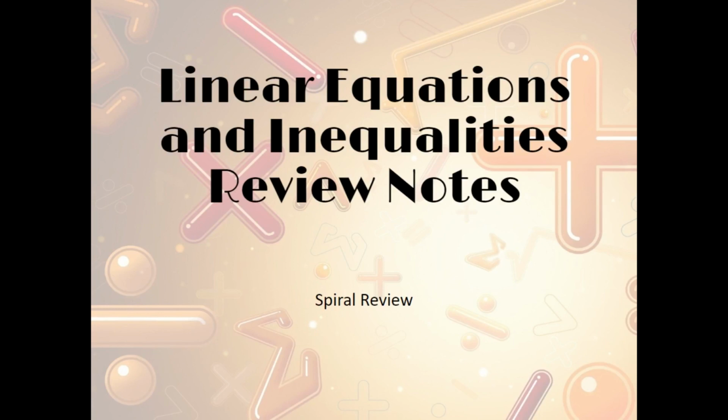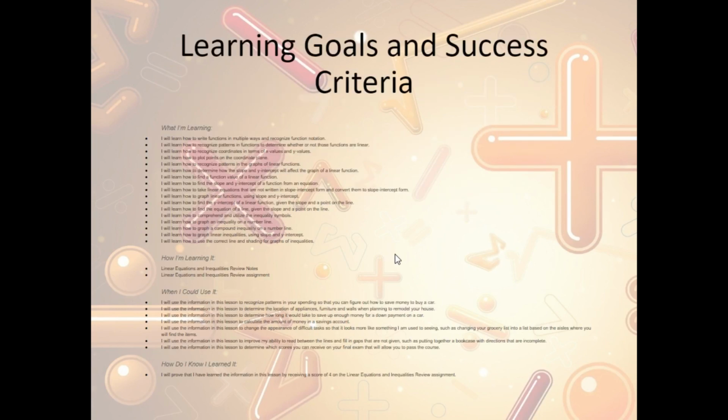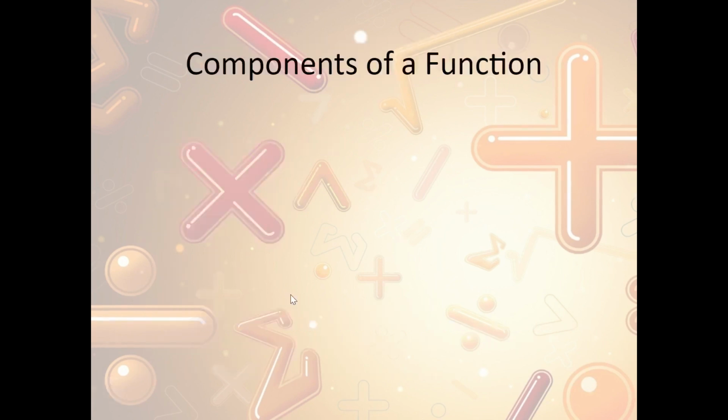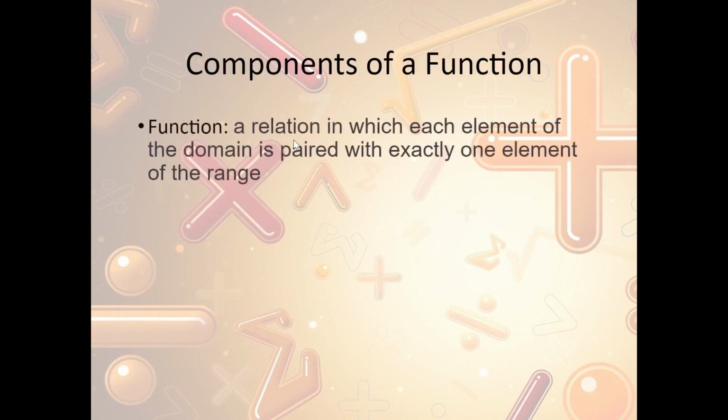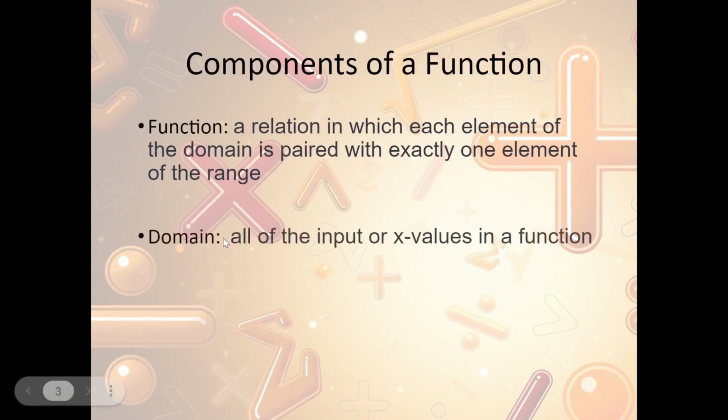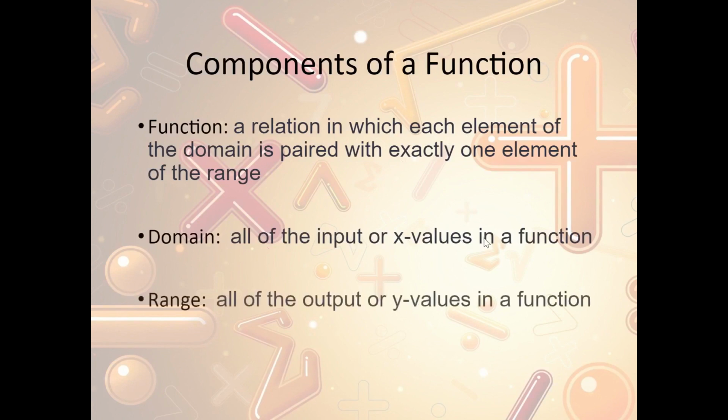Let's take a look now at the linear equations and inequalities review notes. The notes begin with the learning goals and success criteria. Now let's talk about the components of a function. A function is a relation in which each element of the domain is paired with exactly one element of the range. The domain is all of the input or x values in a function. The range is all of the output or y values in a function. Therefore, in a function, for every x, there's exactly one y that matches it.